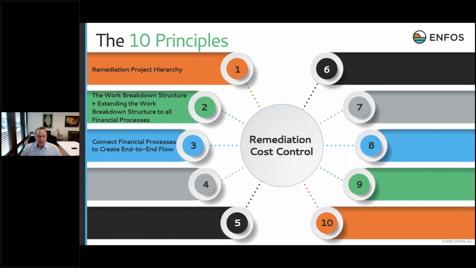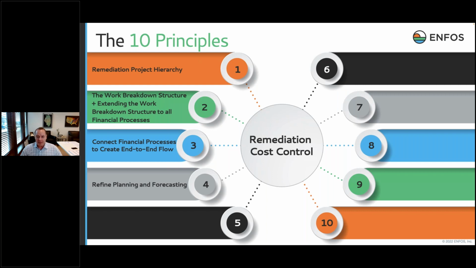Number 3, connecting or linking financial processes to create end-to-end workflow. This is about eliminating process silos for different business functions: reserve management or provision management versus proposal management versus work commitments versus spend and invoices. We'll talk about the importance of linking those processes together in a seamless way.